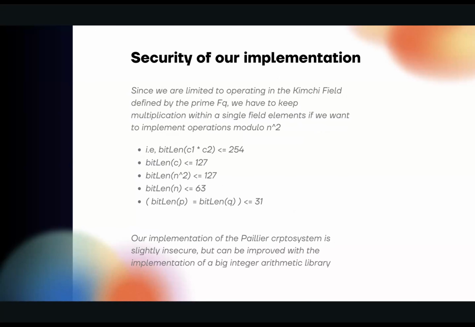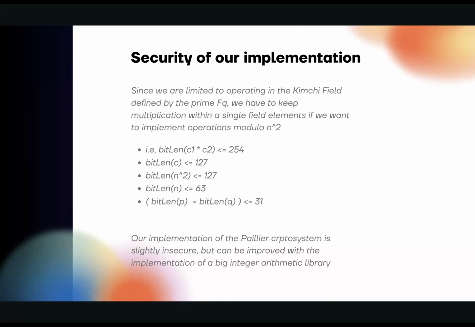So we have to keep all of our operations, especially the multiplication and the modulo, inside the single field element, which means the bit length of multiplication of two ciphertexts should be less than 254 bits. Which means the bit length of a single ciphertext is 127, and so on.